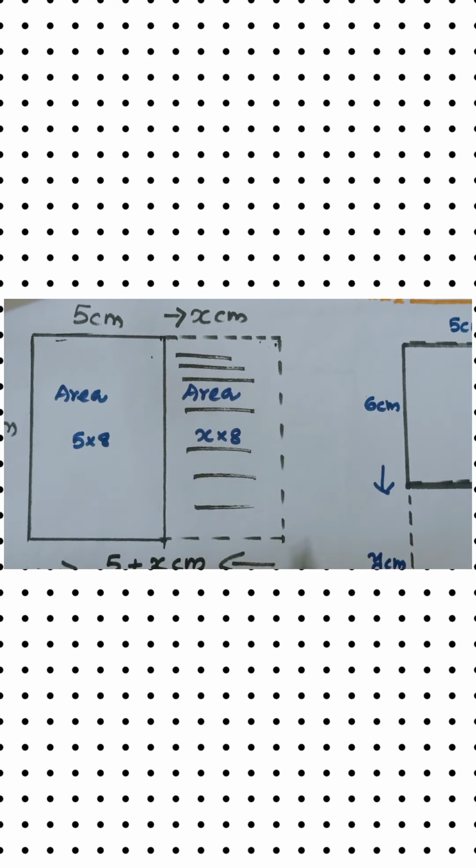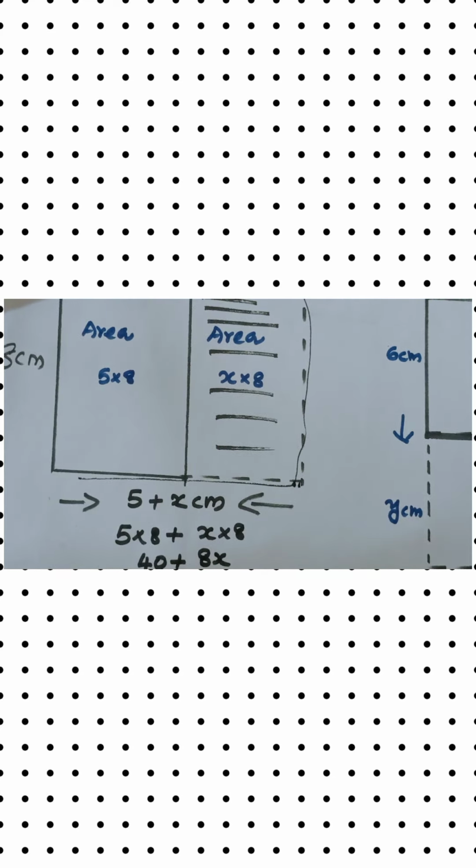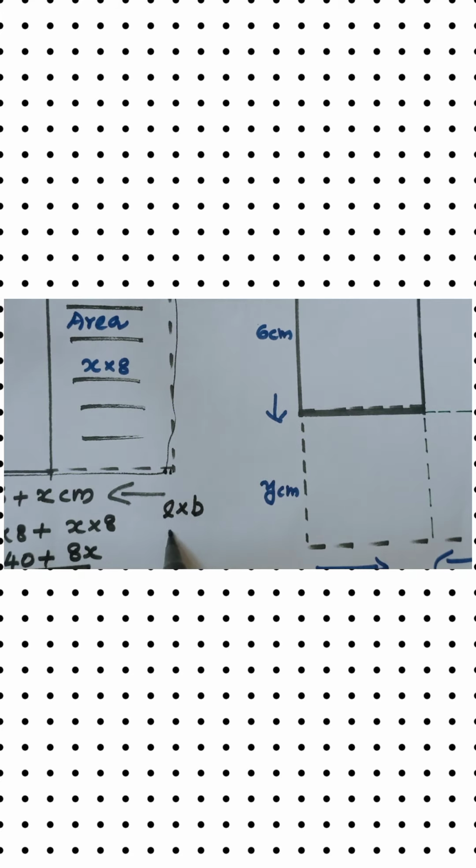And without taking the separate one, how can we find the area of this total rectangle? What is the length? 5 plus x. That is the measure of this side is 5 plus x and this side is 8 centimeter. So what is the area of a rectangle? That is length into breadth. Let us take length as 8 and breadth as 5 plus x.